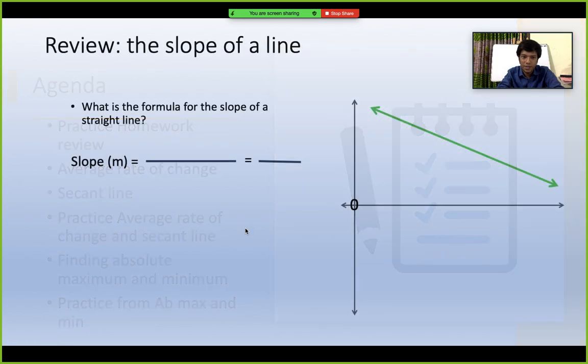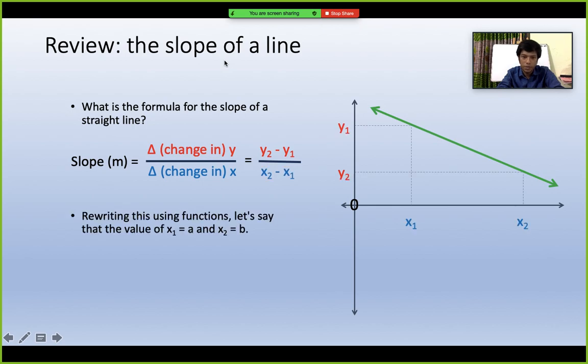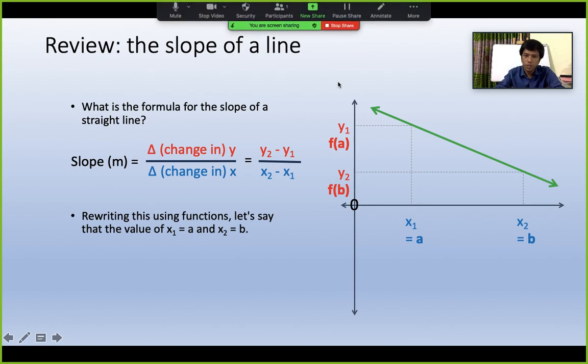Let's start. First of all, this is the review of the slope. You know, the slope means change in y divided by change in x, which is here actually. You can see change in y divided by change in x. Graphically, if you look, change in y over change in x, what does it mean?